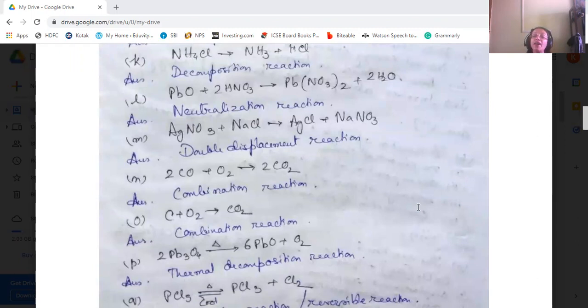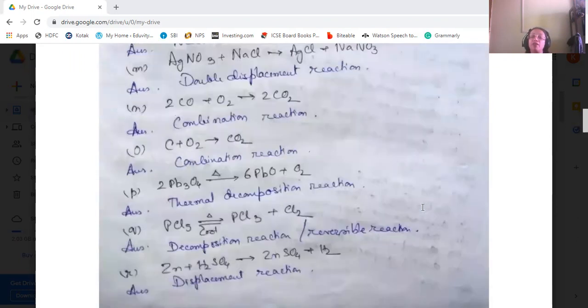Then trilead tetroxide, Pb3O4, decomposes on heating to form 3PbO, that is lead monoxide, and oxygen is formed. So thermal decomposition of trilead tetroxide takes place to form PbO and oxygen. Then a decomposition reaction that is also a reversible reaction.